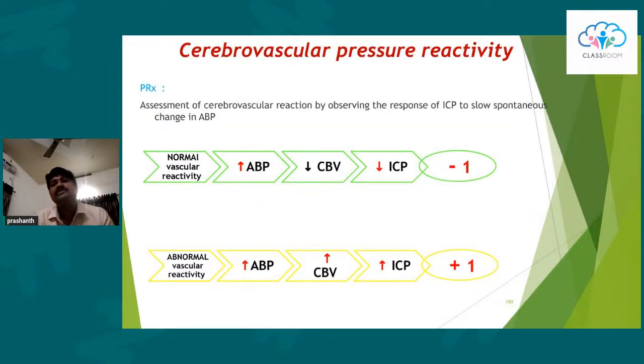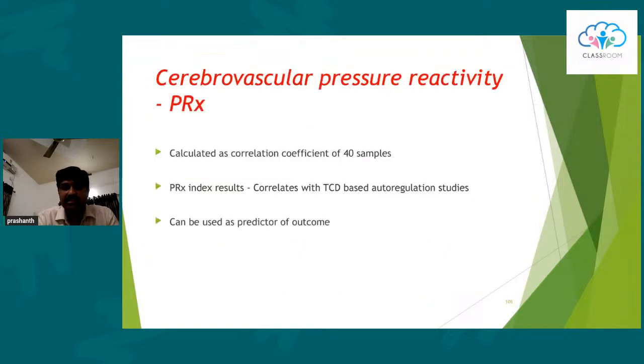The other way of looking at it is the cerebrovascular pressure reactivity. That is, you are correlating ICP with the cerebral perfusion pressure. This is actually done by assessment of the cerebrovascular reaction in response to the ICP. This is measured as a correlation coefficient of 40 samples, and it is continuously a moving average of the correlation coefficient. The values correlate well, and it is a useful tool in making clinical decisions and also to predict outcomes.